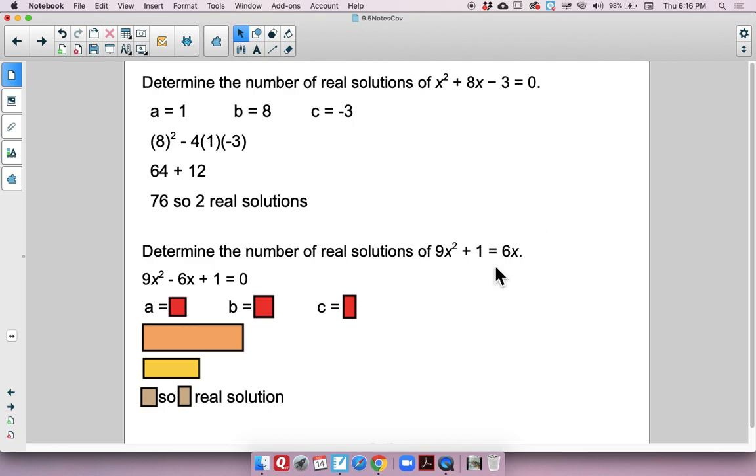Okay, try this next one. Notice something different about this one, though. It's not in standard form, so you have to put it in standard form. Go for it and try it.